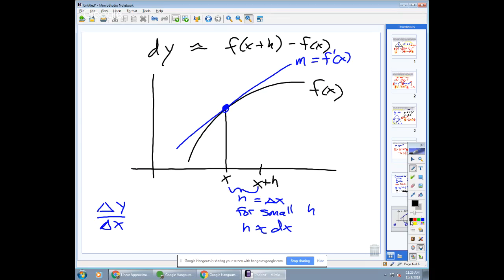So for example, if I trace this up here, I'm going to get some other y value. F of x plus h is that other y value. Down here, I have the first y value. That's just f of x. And the distance between these two y values, that is delta y. The actual change in the y values.